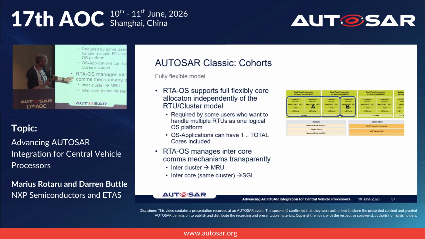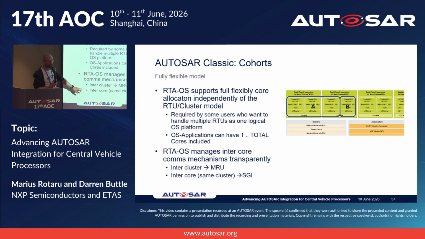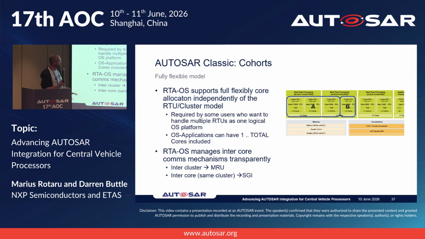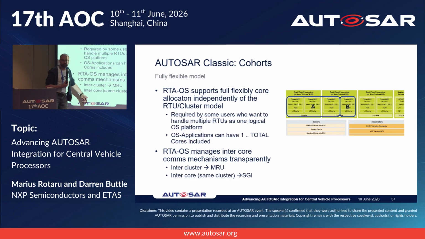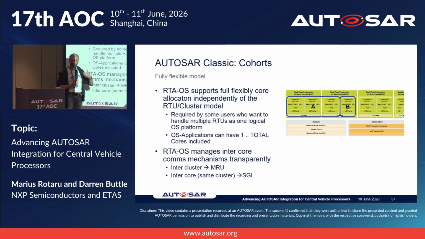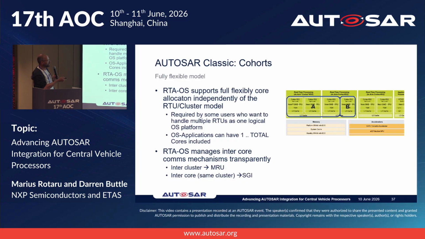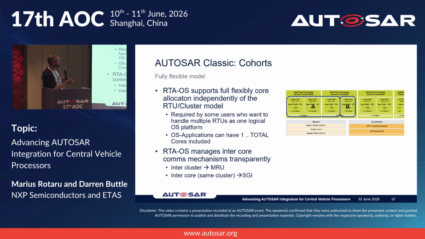So essentially, if you end up doing inter-cluster communication here, that goes via the MRU signaling, and if it's inter-core on the same cluster, it goes via the SGI signaling. And which MRU interrupts you're using and which SGI interrupts you're using, all of that then is completely configurable. There's 16 of each of them out there. You can just basically play around with them as and when you want. And yeah, so this gives us a lot more configuration flexibility.